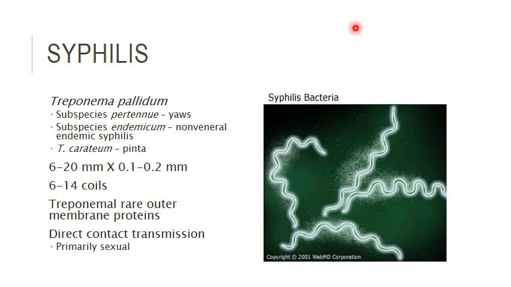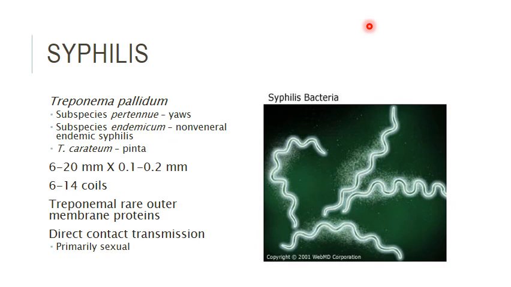Remember, the key thing for identifying syphilis is the treponemal rare outer membrane proteins, or TROMPs. These are part of what we can serologically trace these outbreaks to. The reason it's called a rare outer membrane protein isn't because the protein is rare, but that its expression on the outer membrane is rare.